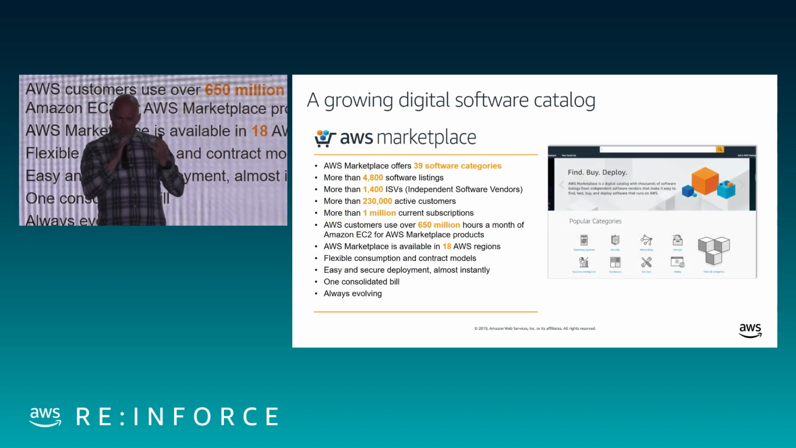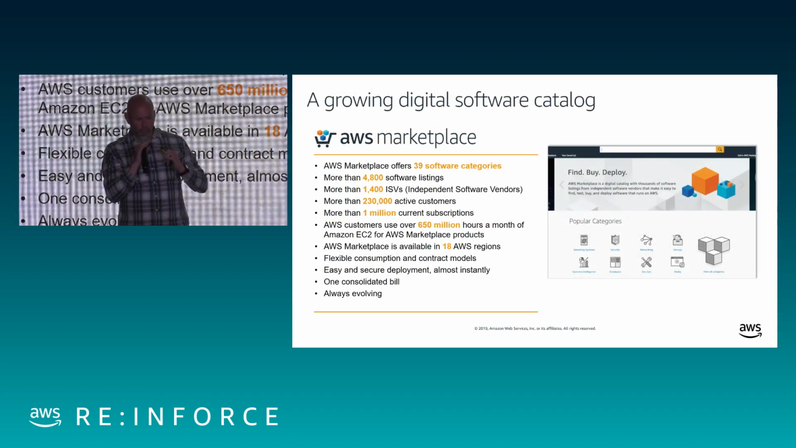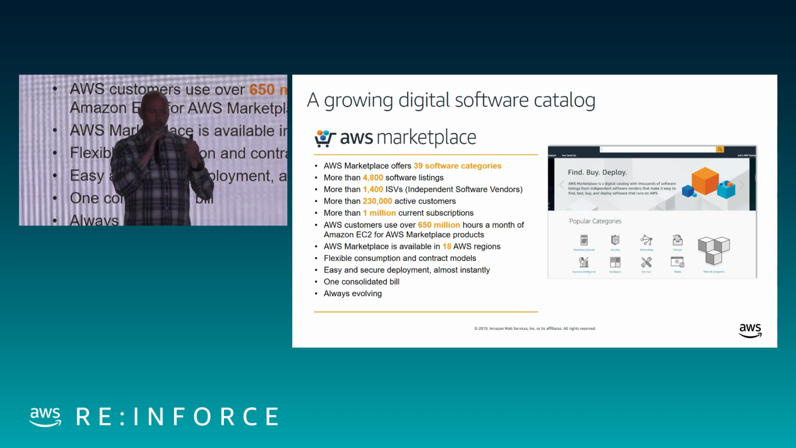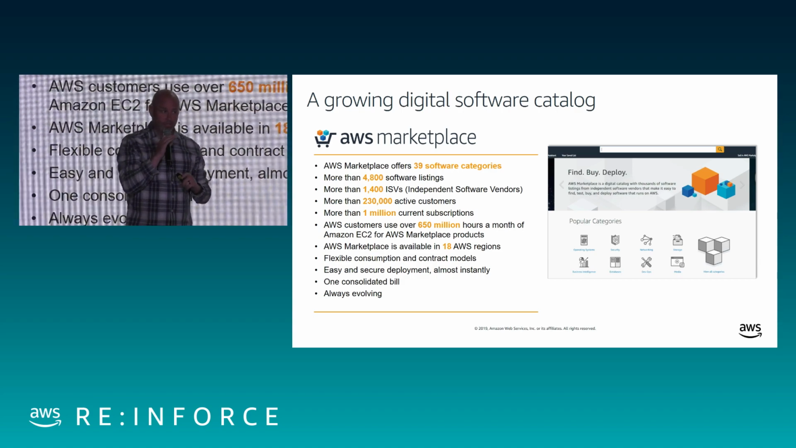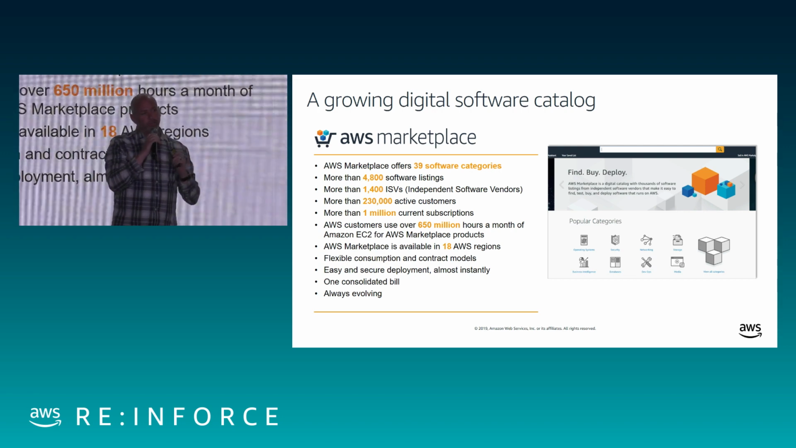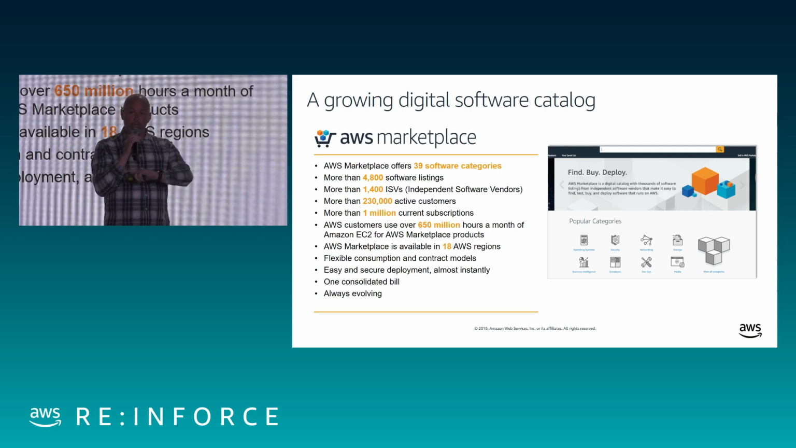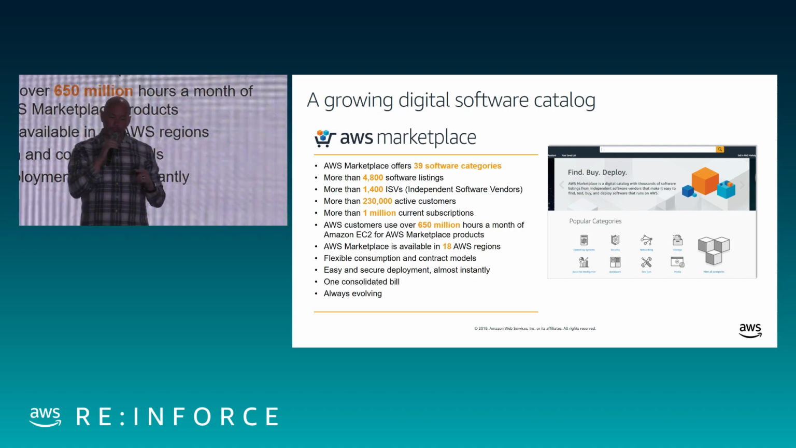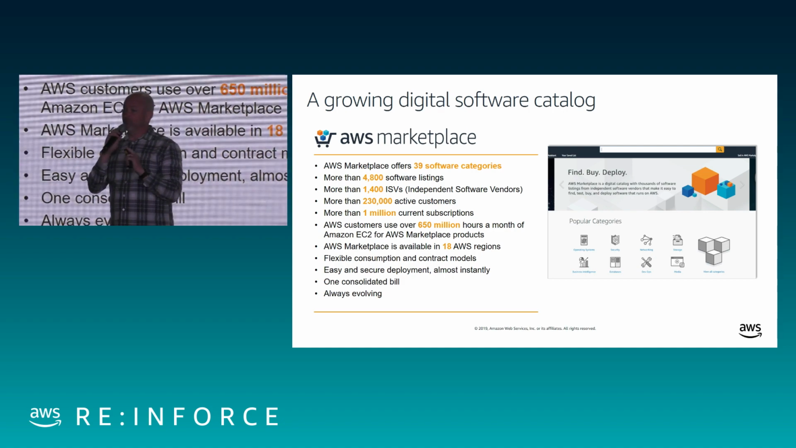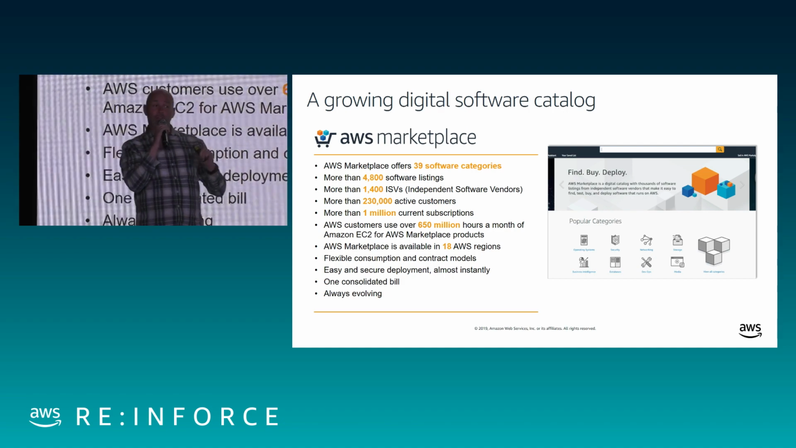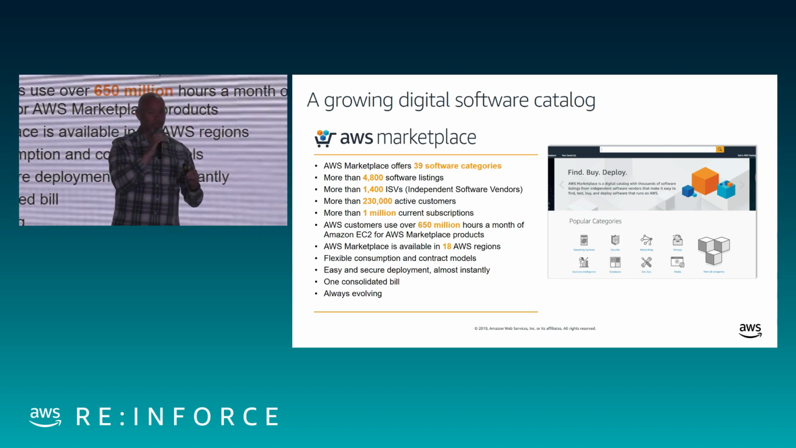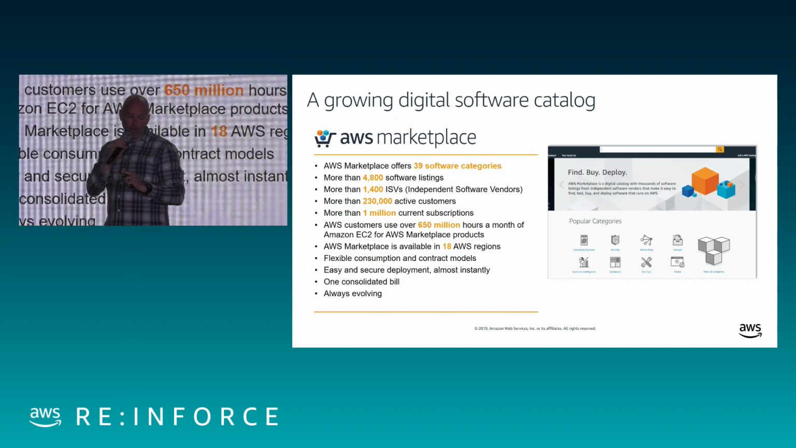Just to give you a little bit of perspective on volume before we talk about DevSecOps, Marketplace has over 4,800 different software listings from over 1,400 individual independent software vendors. Over 230,000 active people like you are buying in the Marketplace every month. We have more than 1 million current subscriptions, and we just announced today, for the first time publicly, over 100,000 active security subscriptions in Marketplace, which is over 10% of the number of subscriptions that we have overall.